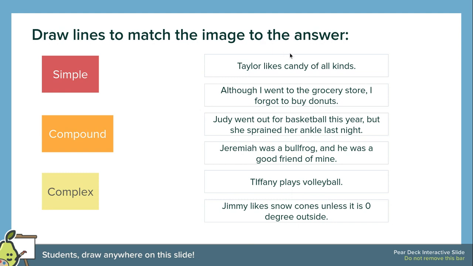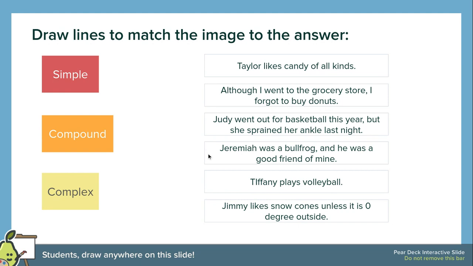All right, so if we look at the first example, Taylor likes candy of all kinds. This one is a simple sentence. We have one subject and one predicate. Second one, although I went to the grocery store, I forgot to buy donuts. We have our subordinating conjunction, dependent, plus an independent clause, and therefore it is a complex sentence. Third example, Judy went out for basketball this year, but she sprained her ankle last night. This one is compound. We have Judy went and we had she sprained with our coordinating conjunction in the middle.